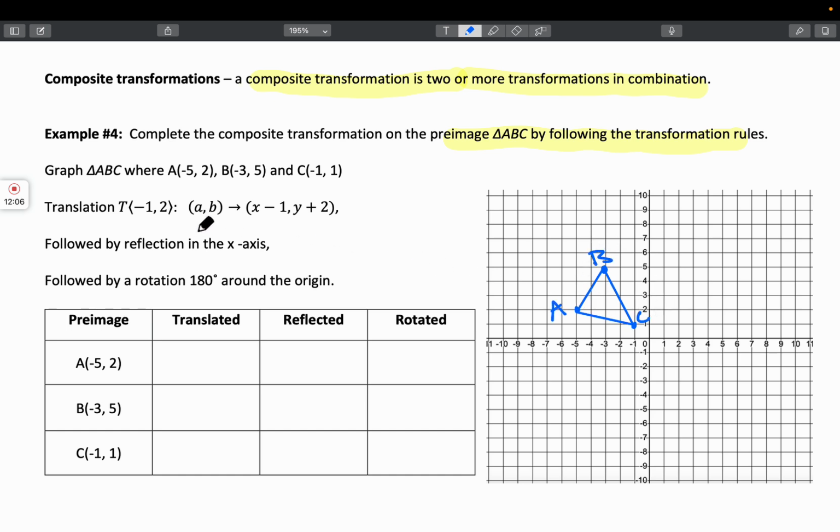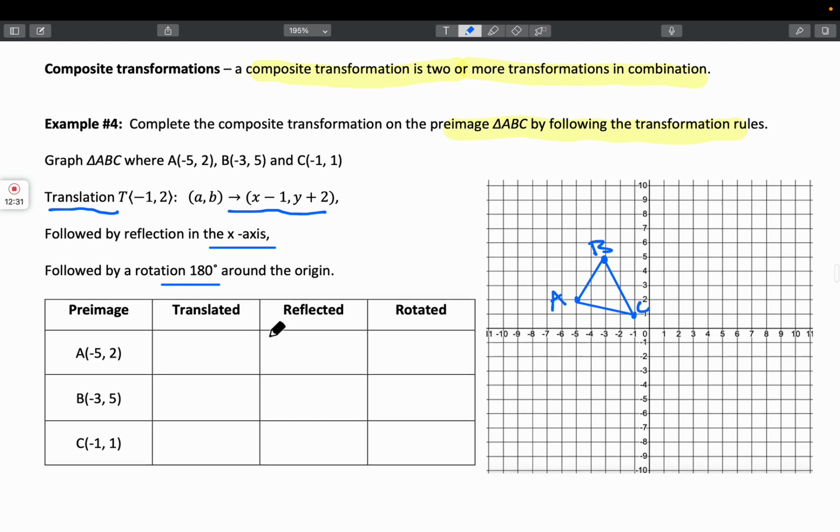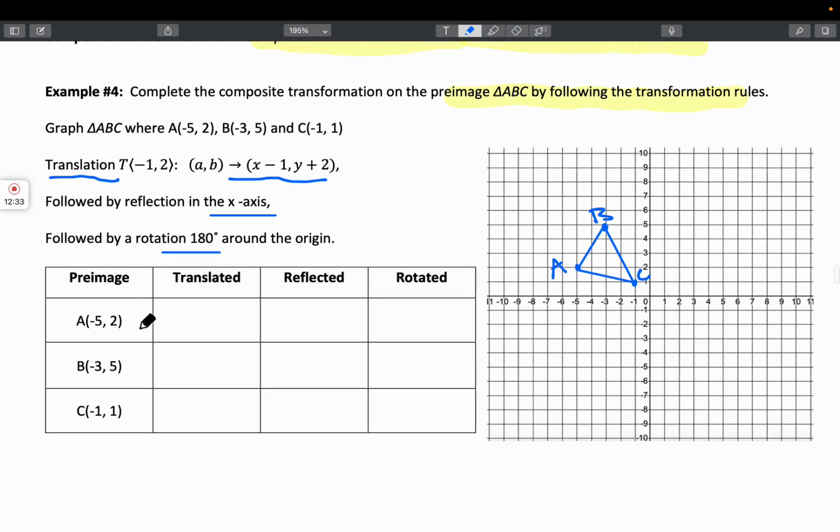We are going to perform these transformations. We're going to do a translation, which is a slide, left 1, up 2. Remember the rule here that we're going to subtract 1 from our x's and add 2 to our y's. And then we're going to do a reflection in the x-axis. That's where we change the value on the y-coordinate. And then we're going to do a rotation of 180 degrees around the origin, and that's where both of those swap spots. So let's go through one coordinate here, and then I'm going to let you guys try this one on your own.